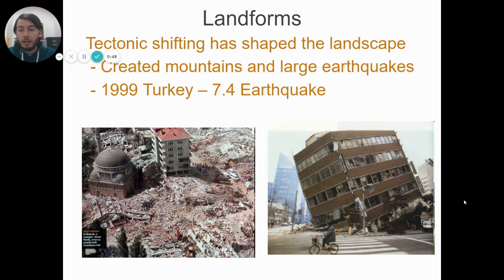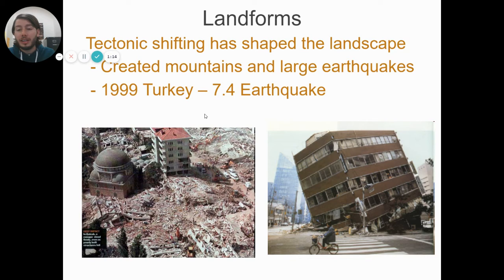The tectonic plates were shifting, and that shaped the landscape. As we've talked about before, landforms are created by tectonic plates or by glaciers. But glaciers aren't at work in the Middle East because of where it's located. So it's all from tectonic plates sliding, pushing, and grinding into one another, and that created the mountains, and it's also created large earthquakes.